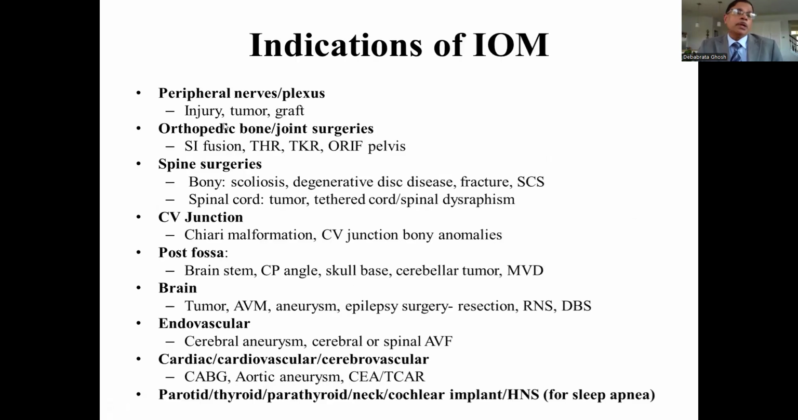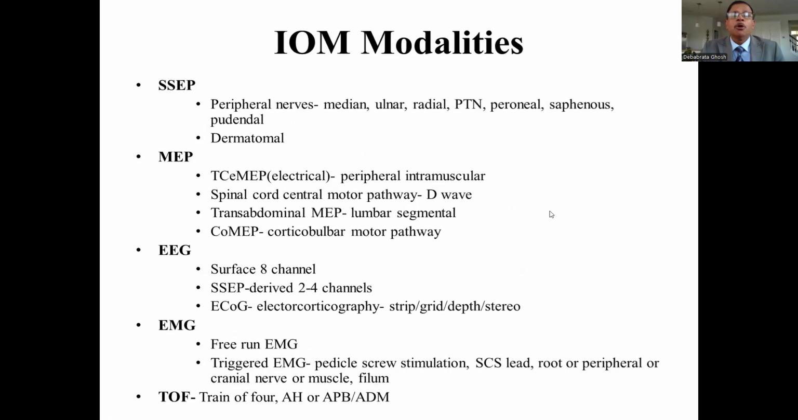Indications start from peripheral nerve to orthopedic surgery, spine surgery, CV junction problems, posterior fossa lesions, brain tumor or other lesions, endovascular, cardiac, cerebrovascular or other cardiovascular, parotid, thyroid, parathyroid, neck tumors, cochlear implant, and even sleep apnea treatment, the hypoglossal nerve stimulation. All modalities which are normally done for electrophysiology can be done here.